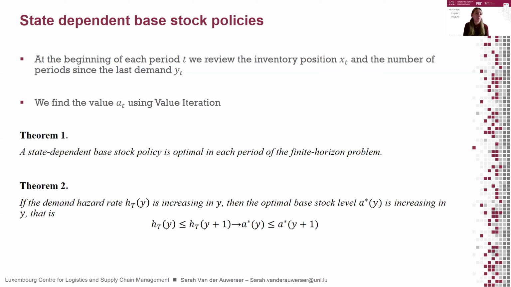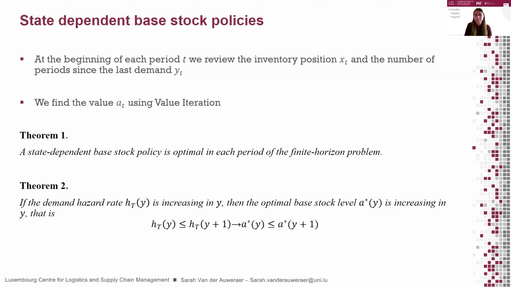So how many periods without demand are we having at the moment? And then what we do is we find our value A. A is then our order up to level using value iteration. Now, concerning this value A, our order up to level, we can formulate two theorems concerning its properties.